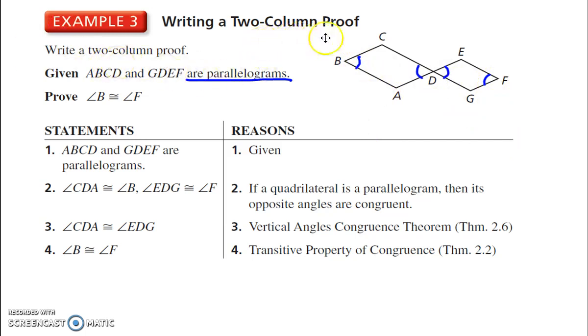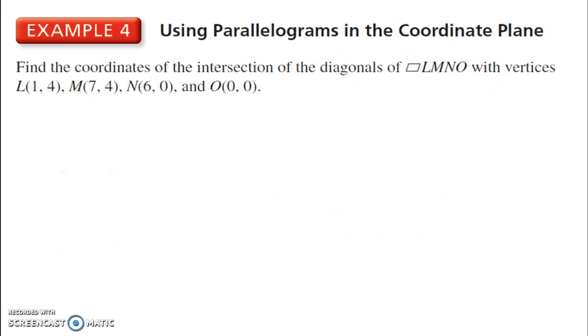So I know you don't like writing proofs, but it's pretty simple. You just follow logically the steps from B to F and just write down what it is that you're doing.